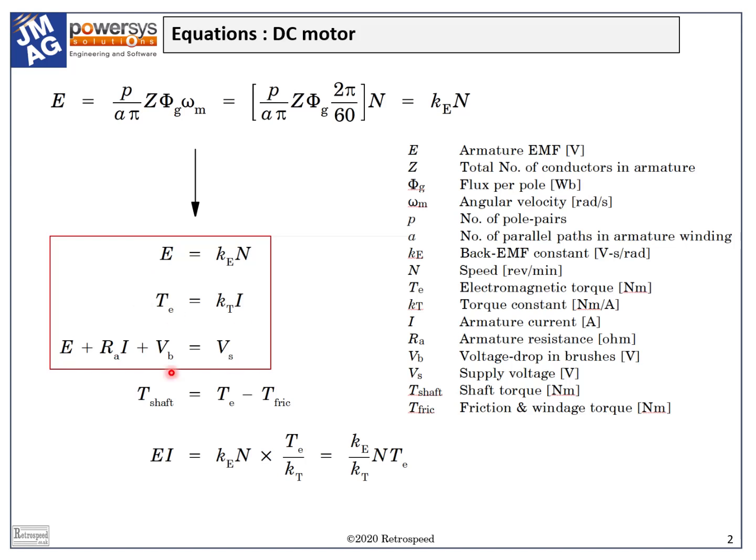The voltage around the circuit is in accordance with Kirchhoff's first law, and the constants Ke and Kt are both proportional to the flux phi or phi g, the air gap flux. These equations form the basis of the control not only of the permanent magnet DC motor but also of the wound field DC motor, which has the facility for adjusting the flux in order to modify the torque per ampere, the generated voltage, and the speed-torque characteristic.